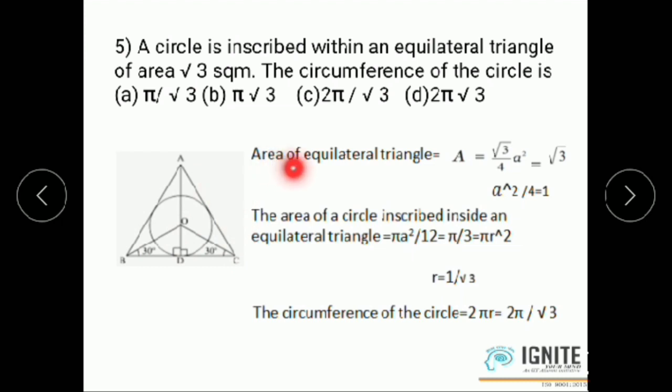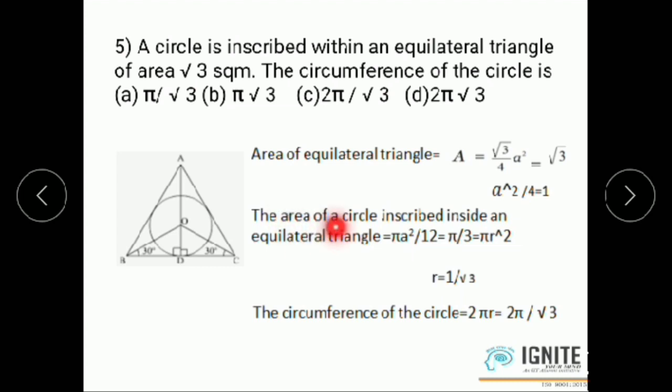We all know that the area of an equilateral triangle with side a is √3 by 4 a square. It is given as √3. From the question, the area of the equilateral triangle is √3. Therefore, √3 by 4 a square equals √3. Therefore, a square by 4 equals 1.